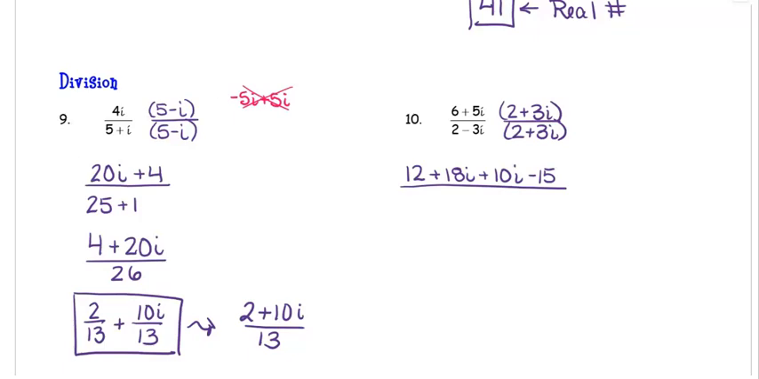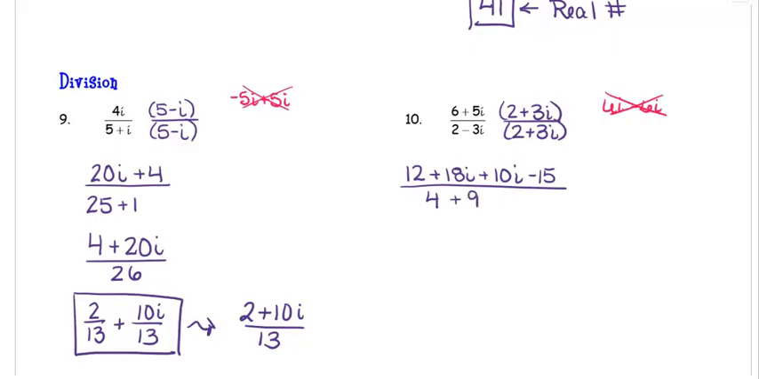Downstairs, 2 times 2 is going to give me 4. The outside is going to give me a 6i. The inside is going to give me a negative 6i. Again, those are going to cancel out. That's the whole point of this. And then downstairs, negative 3i times positive 3i. Well, that's going to give me a negative 9i squared, which is a plus 9.